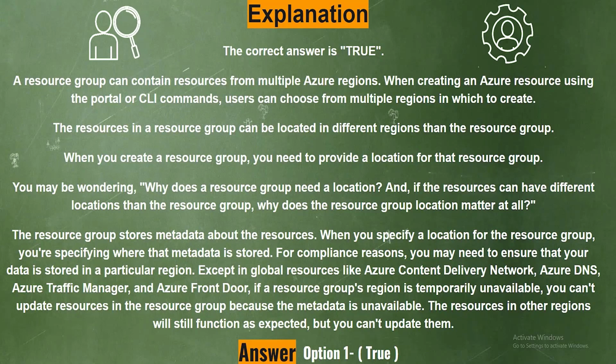The resource group stores metadata about the resources. When you specify a location for the resource group, you are specifying where the metadata is stored. For compliance reasons, you may need to ensure that your data is stored in a particular region. Except in global resources like Azure Content Delivery Network, Azure DNS, Azure Traffic Manager, and Azure Front Door. If a resource group's region is temporarily unavailable, you can't update resources in the resource group because the metadata isn't available. The resources in other regions will still function as expected, but you can't update them.